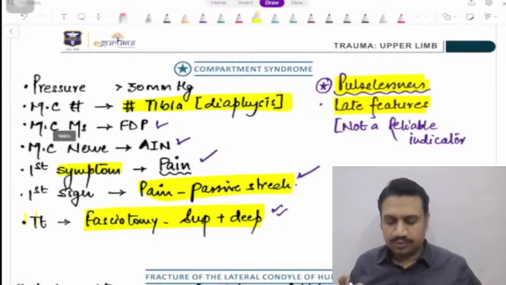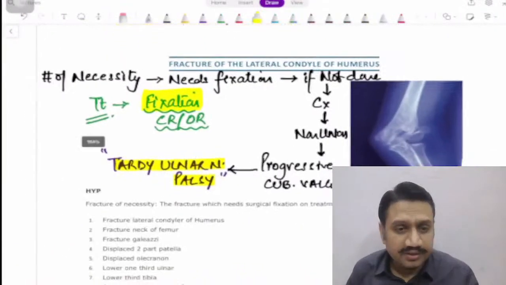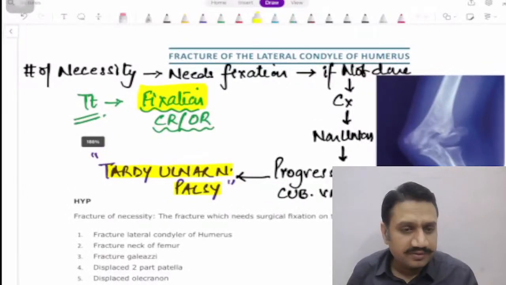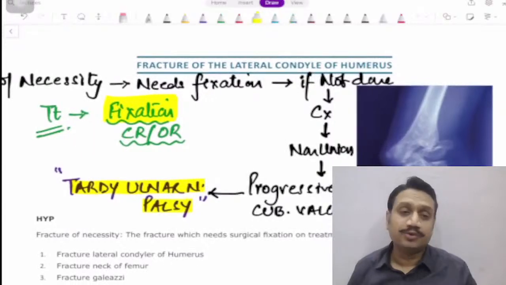After compartment syndrome, the other injury which I want you to remember, very important clinically, yeah, very good Prachi. Okay, Dhana Manjuri. Okay, fine. You both are right, guys.